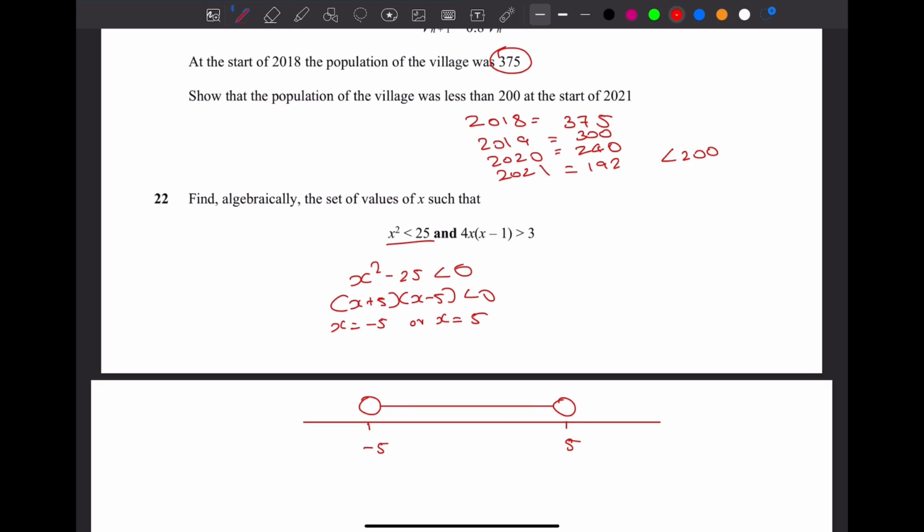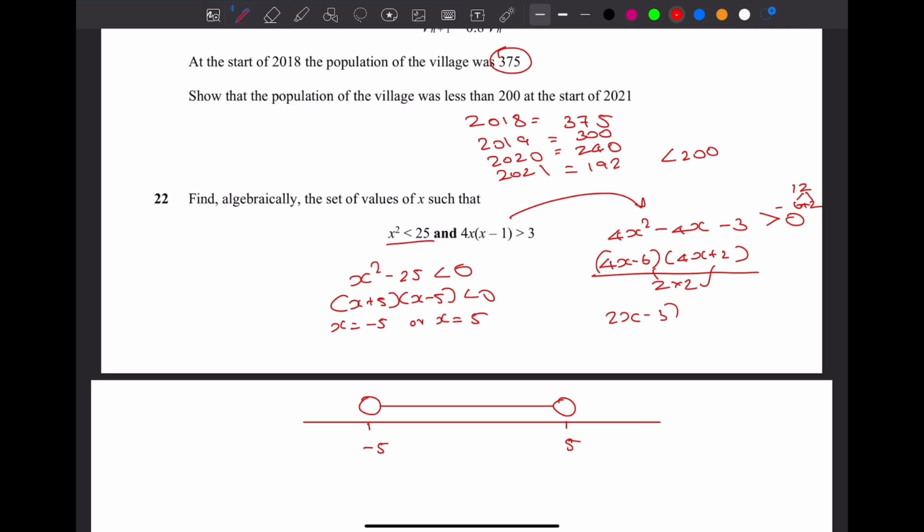Okay. Next one. This one you expand this. 4x squared minus 4x, bring the 3 in there, minus 3 greater than 0. 4 times 3 is 12. Factors of 12 that make 4 are 6 and 2. Minus 6 plus 2. 4x minus 6, 4x plus 2, divided by 4. 4 can't divide any of them, so 4 is basically 2 times 2. 2 will divide that, 2 will divide that. 2x minus 3, 2x plus 1.